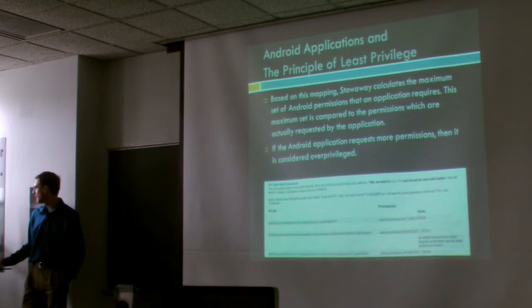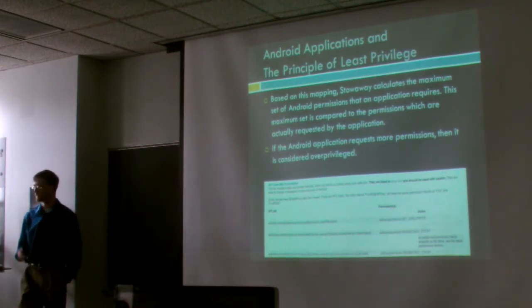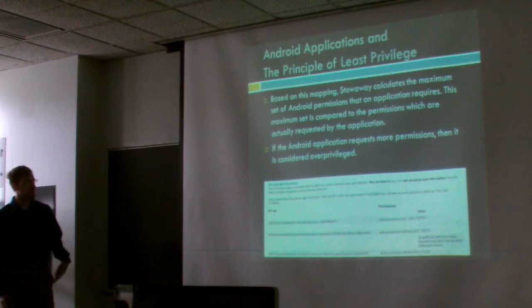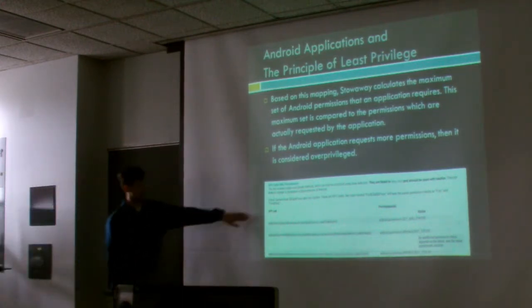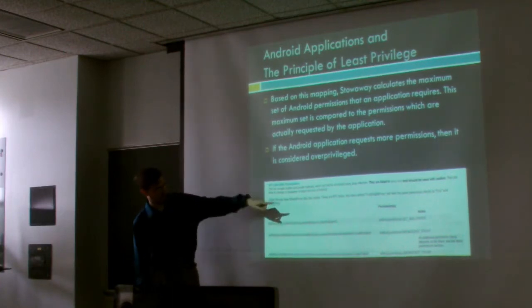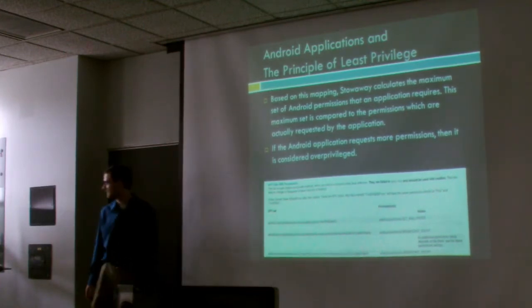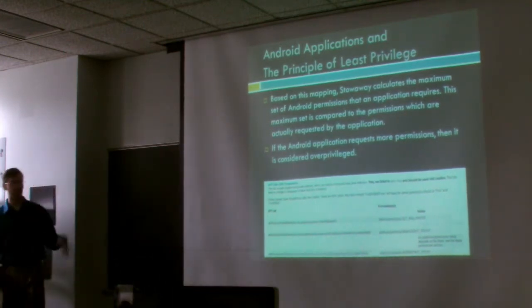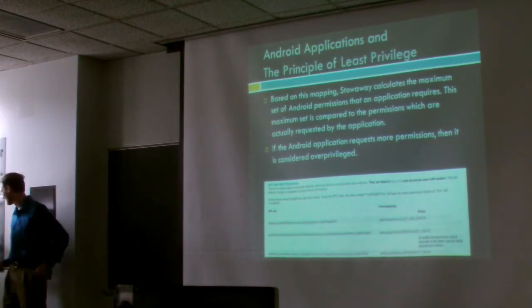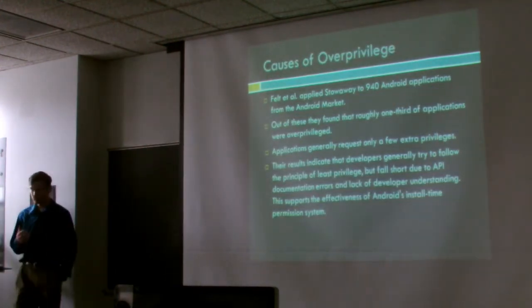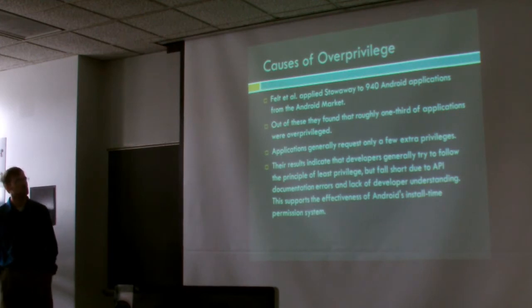So based on this, it calculates the maximum number of permissions that an application needs, and it's compared to what the application is actually requesting. So if the application requests more permissions than needed, it is considered overprivileged. And this is just a screenshot of part of their permission map. They'll list a couple of API calls and the permissions that are required for each of them. And this is a very lengthy list.